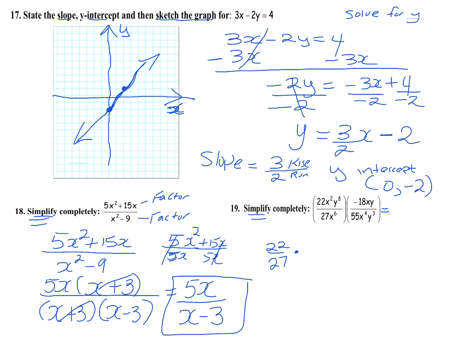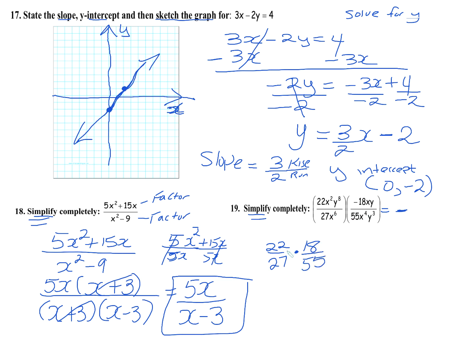Now, in class, I said, get rid of the sign. Like, look to see what would be the sign for your answer. So this is positive, this is negative. A positive times a negative is a negative. So my answer will be negative. I know my answer is going to be negative. So I want to put this as 18 over 55.